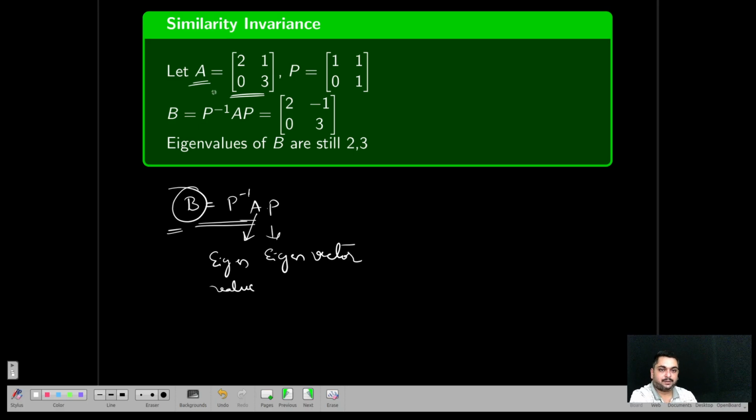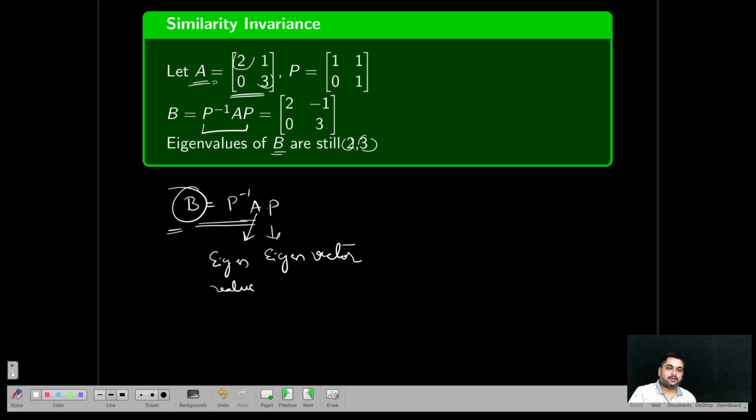If you see this example, let us say A equal to [[2,1],[0,3]], P equal to [[1,1],[0,1]]. If I take this, I will get a new matrix [[2,-1],[0,3]]. And if you observe here, the eigenvalues for this will be 2, 3. For A also it will be 2, 3 only. So that means B is similar to A, that is the similarity invariance. So I can use B to solve the same problem, or I can use A. I have transformed A to B.